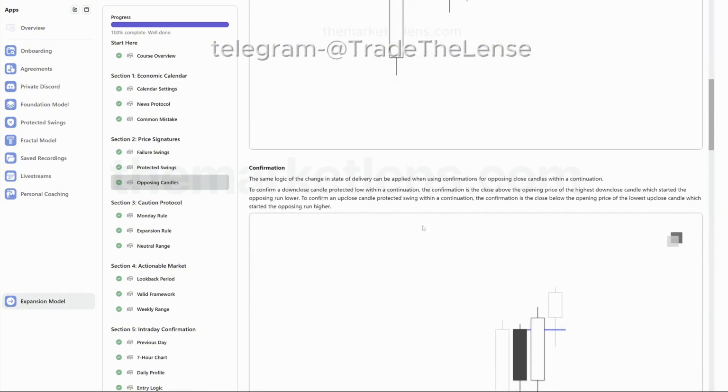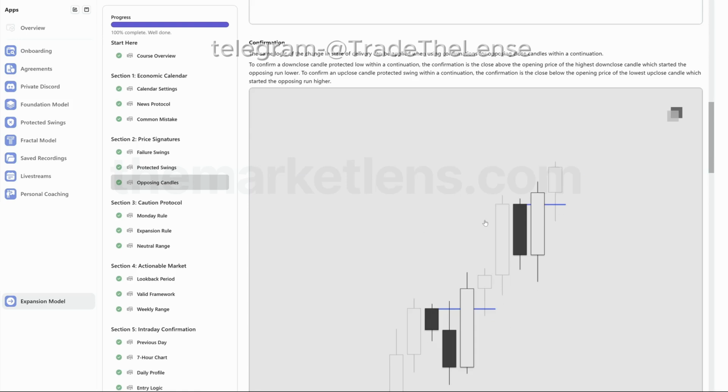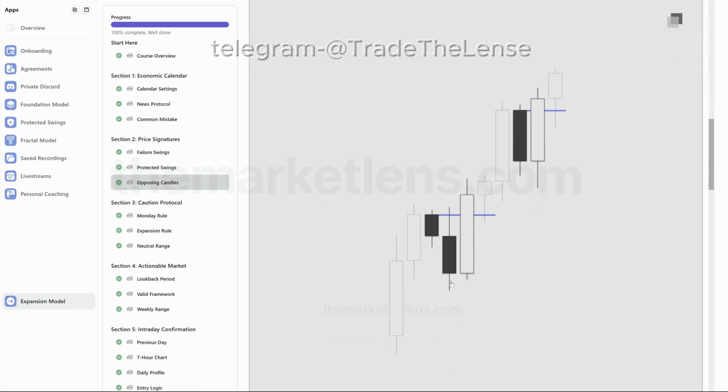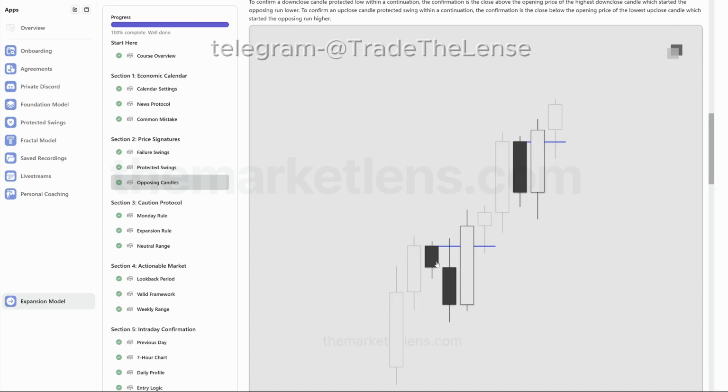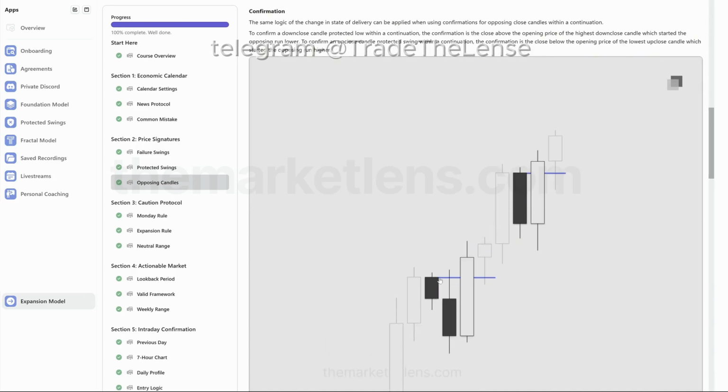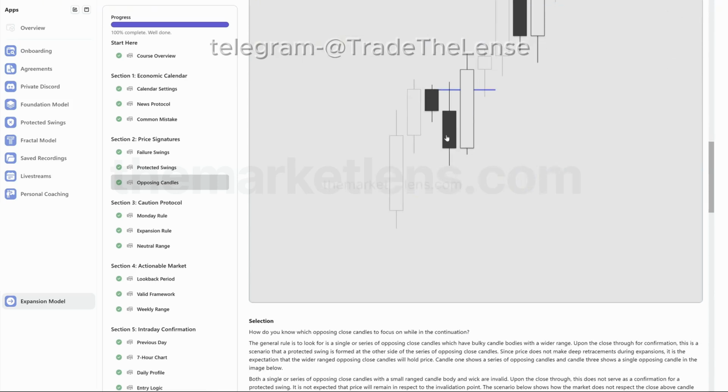And the confirmation, similar to what it was before, the confirmation throughout that continuation. If it's bullish, down close candles, there can be series like this. Draw that highest opening price. If it's one candle, the opening price, we are looking for the close above that. If it's bearish, it would be up close candles. Look at the lowest opening price of the up close candles. If it's a series, look at the opening price of the up close candle. If it's just one, the close below is the confirmation to say that this should not trade back to that opposing swing in the continuation.